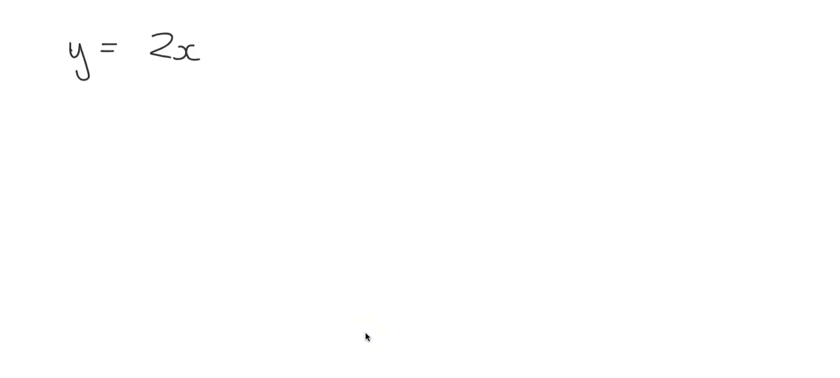So imagine we wanted to differentiate y equals 2x. I'm just going to write the answer quickly here. The answer is just 2. But how can we prove that using the rule we were just doing in terms of bringing the power down and taking 1 away from the power?